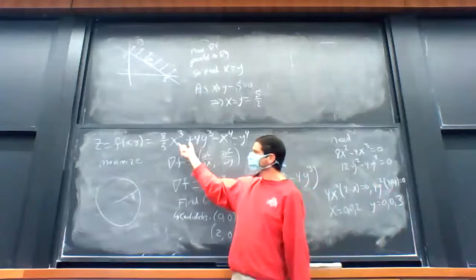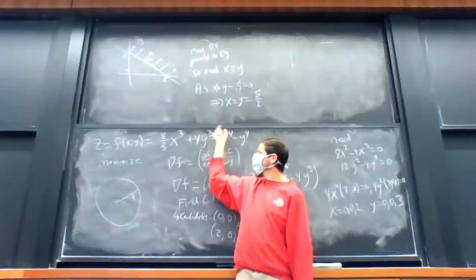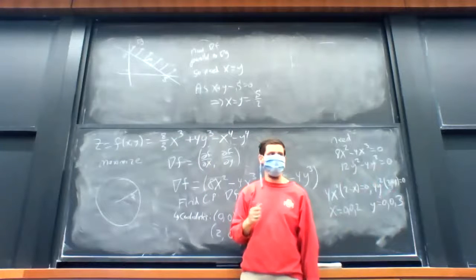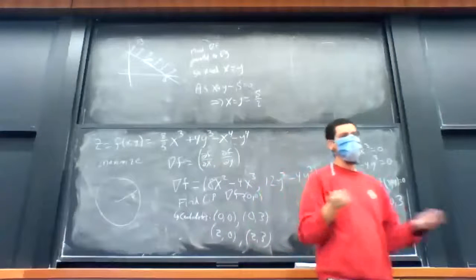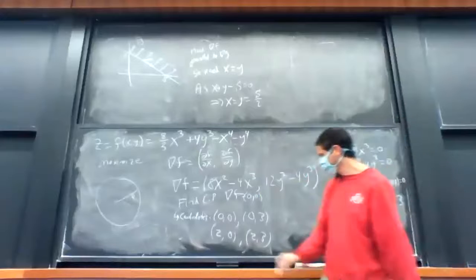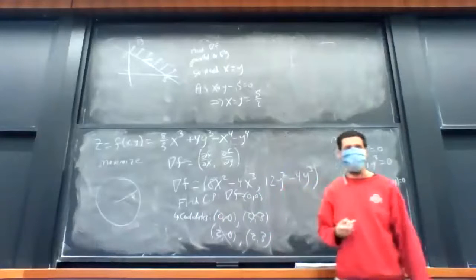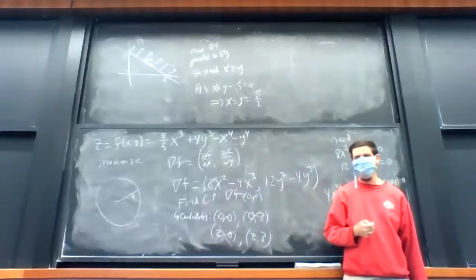So if x is a small positive number, this is going to be positive. If y is a small positive number, this is going to be positive. So my maximum is not 0 when either x or y is 0. So gone, gone, gone. Without even doing any algebra, I know it has to be the other point.